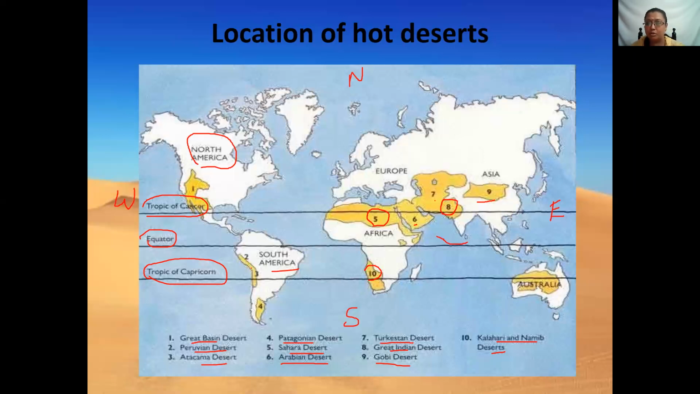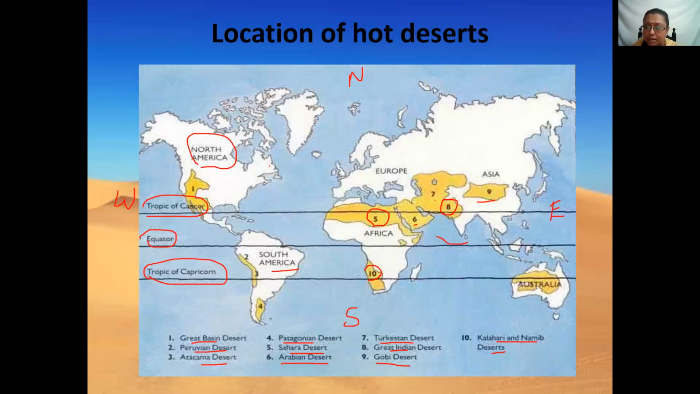Now look at this number 2 and 3. They are also on the western side. Now look at number 10. It is on the western side. Now if you take this Asian continent also, this is the western part of the Asian continent. And you can very clearly see they have number 6, 7, and 8 on the western side of the continent. So this is also one important point which you have to note. Okay, hot deserts are mostly located on the western part of the continent.